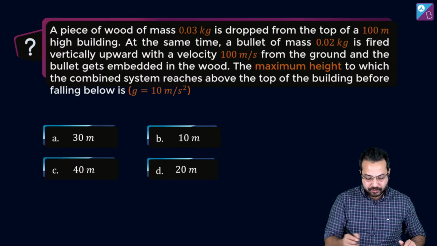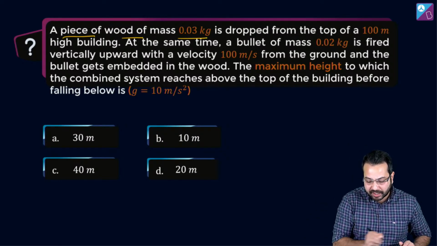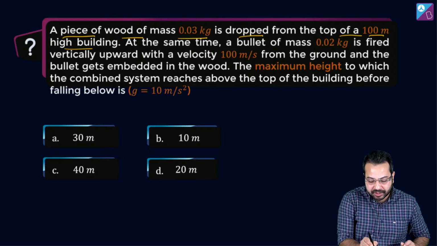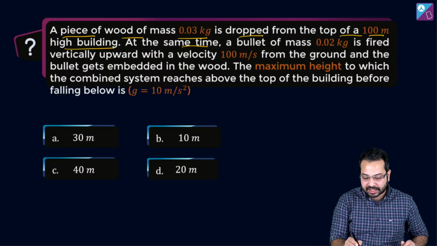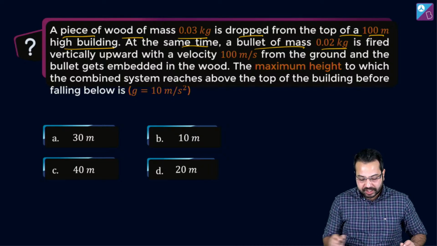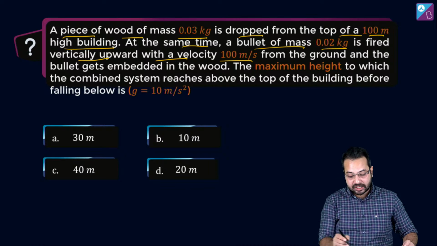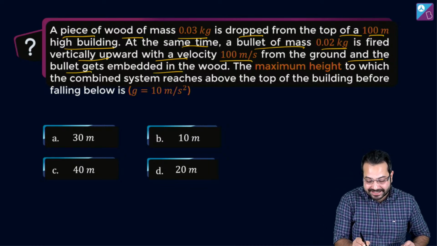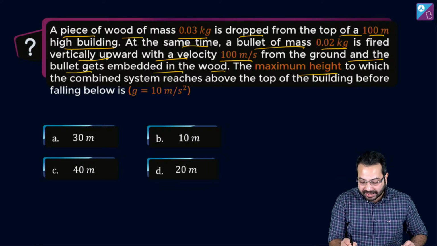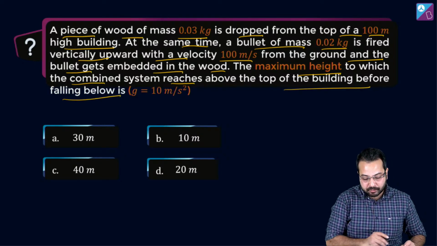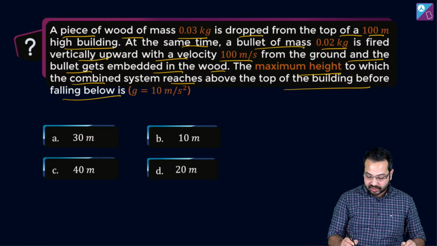So what do we have here? We have a piece of wood of mass 0.03 kg dropped from the top of a 100-meter high building. At the same time, a bullet of mass 0.02 kg is fired vertically upward with a velocity of 100 meter per second from the ground, and the bullet gets embedded in the wood. The maximum height to which the combined system reaches above the top of the building before falling is?